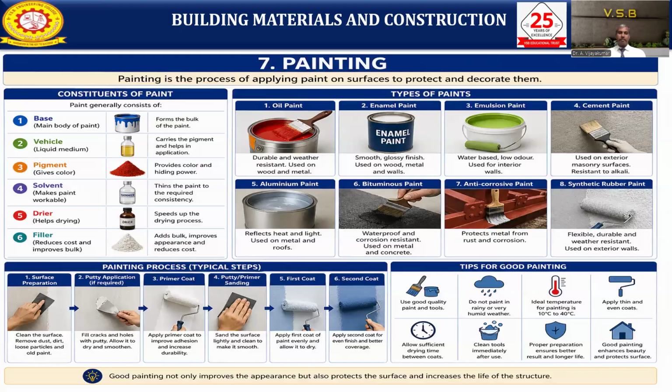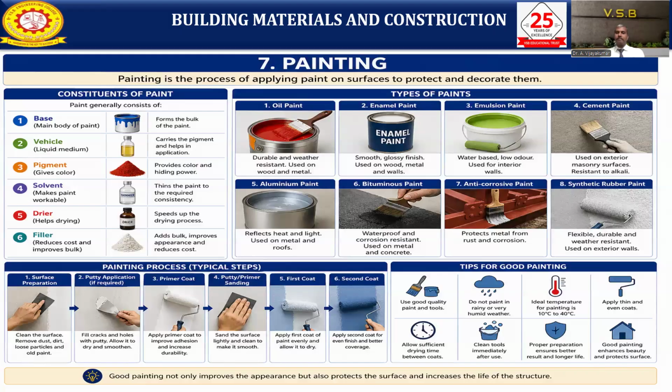Then the primer coat. Applying the primer coat improves adhesion and increases durability. After putty or primer, sand the surface slightly and clean it to make it smooth. Then we can start the first coat. Apply the first coat of paint and allow it to dry. Then apply the second coat for an even finish and better coverage. Normally you use two coats. The final coat gives the better appearance.